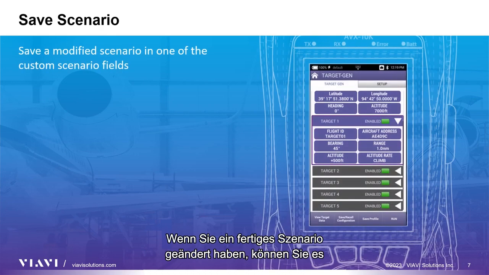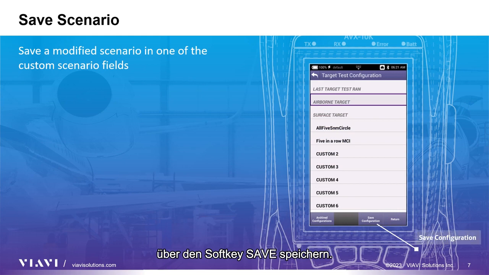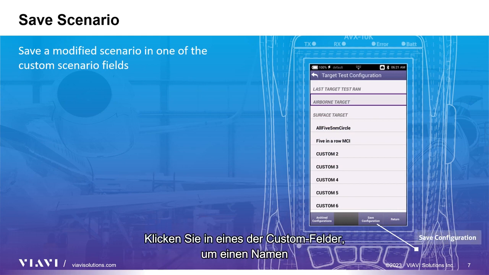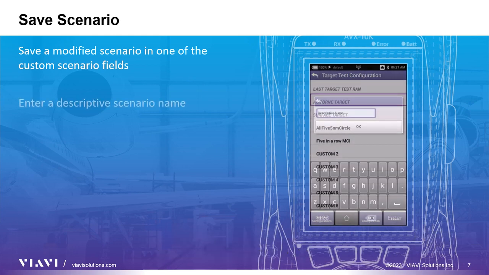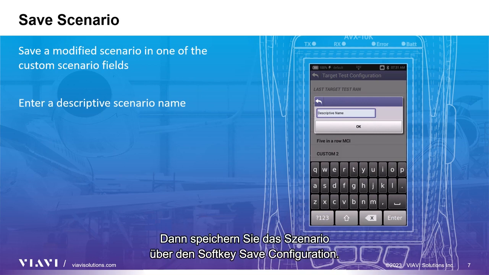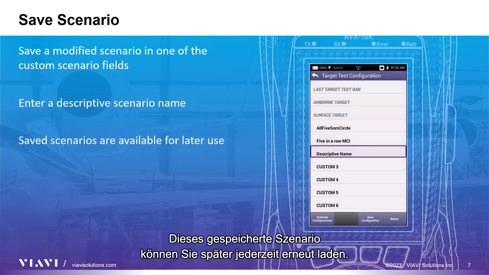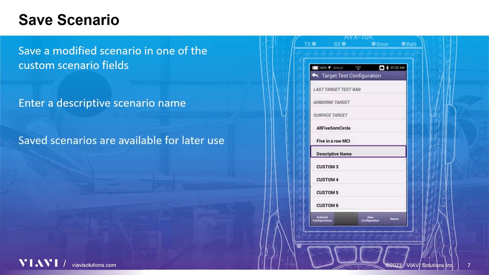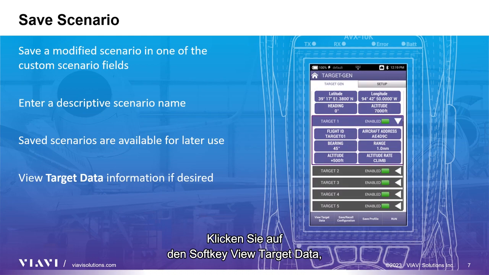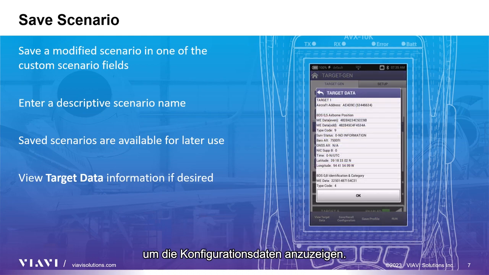If you have modified a CAN scenario and wish to save it, click on the Save Configuration button, scroll down to one of the custom fields and click on one to enter the name for your new scenario. Once that is entered, click the Save Configuration soft key. The saved scenario will be retained, and you can load it anytime in the future. Click the View Target Data button to review your target configuration information.